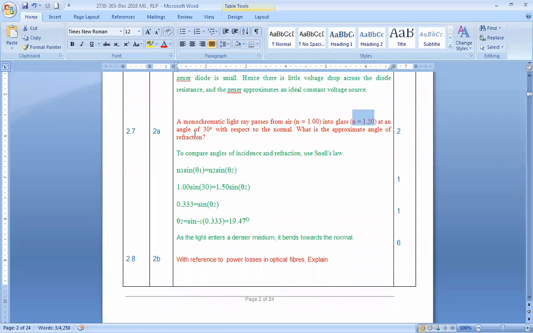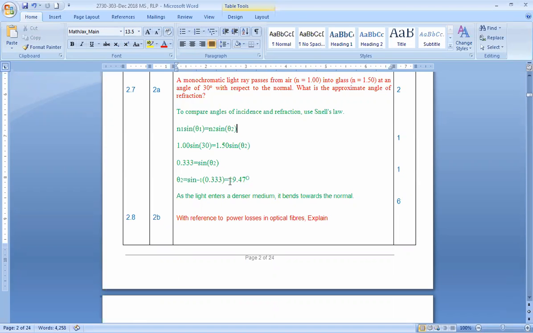That is the angle of incidence, at an angle of 30° with respect to the normal. Normal means it is taking 90° into consideration. What is the approximate angle of refraction? So we have a light ray passing from an air medium and getting into glass, and the refractive indexes are given for air and for glass, at an angle of about 30 degrees. So what is the angle of refraction?